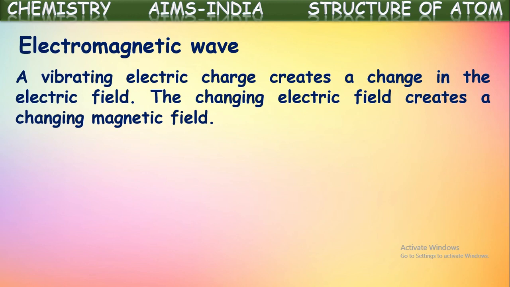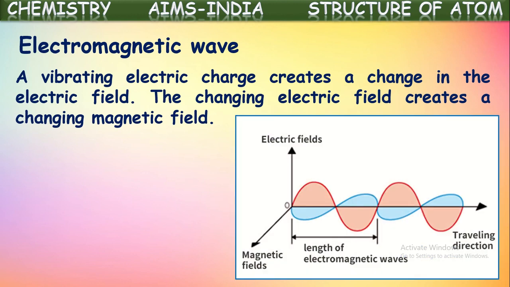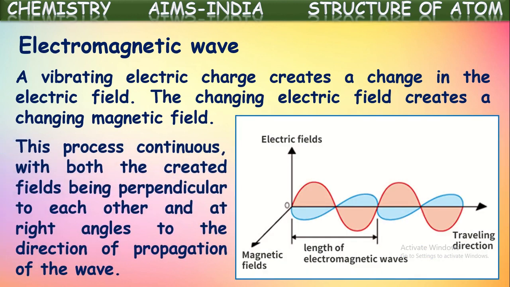In this way, when an electric charge is vibrating, there will be changes in both the electric field as well as the magnetic field. This process continues. So until and unless this electric charge is vibrating, the changes in the electric field and magnetic field will be continued, with both the created fields being perpendicular to each other and at right angles to the direction of the propagation of the wave.